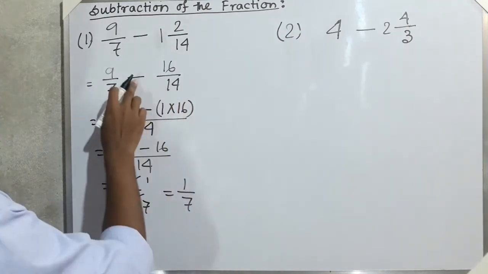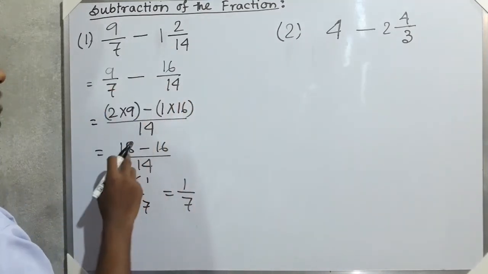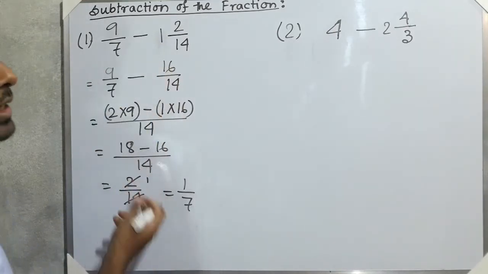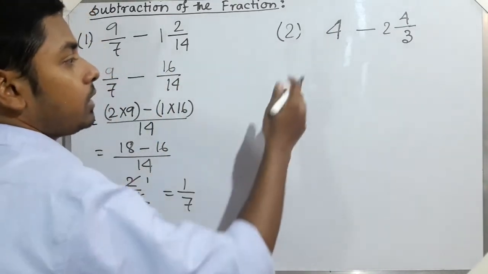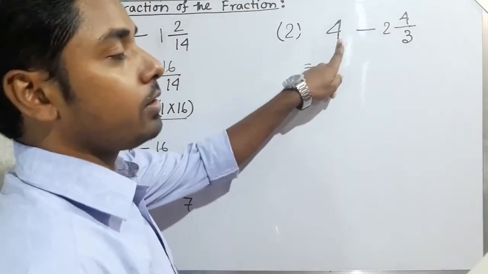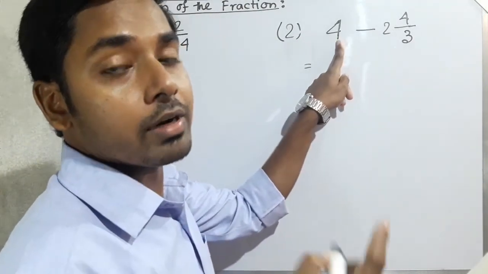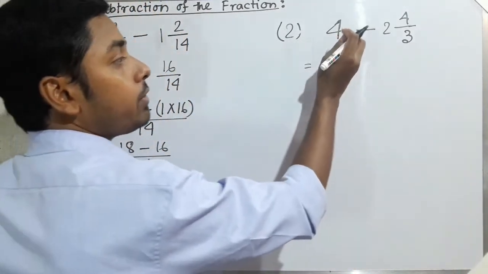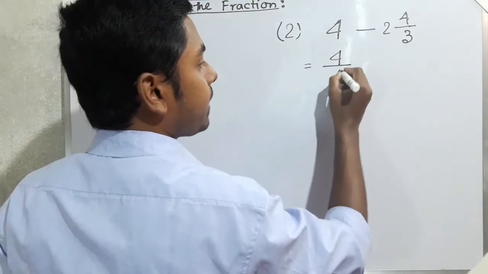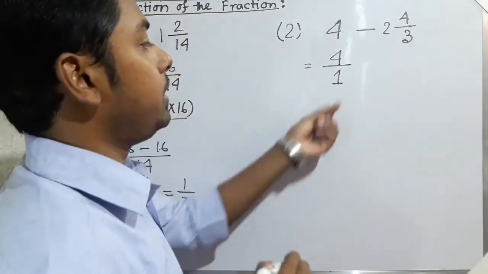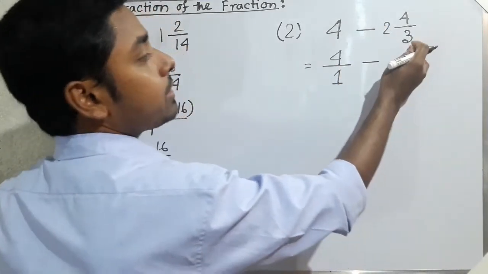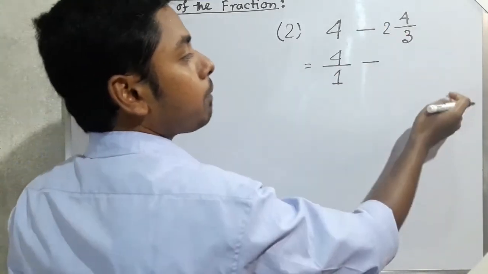But at the time of addition, we were adding these two numbers, and at the time of subtraction, we are subtracting these two numbers. Okay. Now here, what do we have to do? You can see here 4 is a whole number, or you can say natural number also. Whenever you have a single number like this, you can write it as a fraction with denominator 1. Okay. Now minus, and it is given as a mixed fraction, so convert it into an improper fraction first.